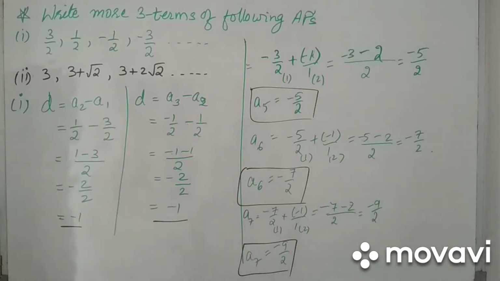What is the formula to find it? d is a2 minus a1. So a2 is 1 upon 2, a1 is 3 upon 2. The denominator is the same, so 1 minus 3 upon 2. Simplifying, I get minus 2 upon 2, which is equal to minus 1.